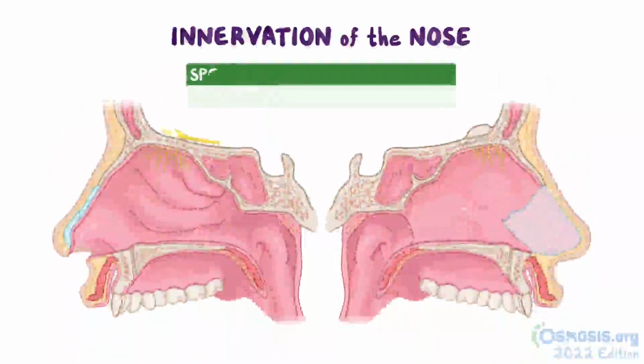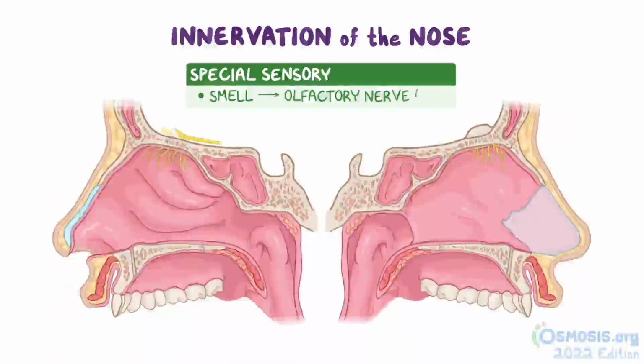Last but not least, let's look at the innervation of the nose. Now, the nose is best known to convey special sensory information that allows us to smell via the olfactory nerve, or cranial nerve 1.